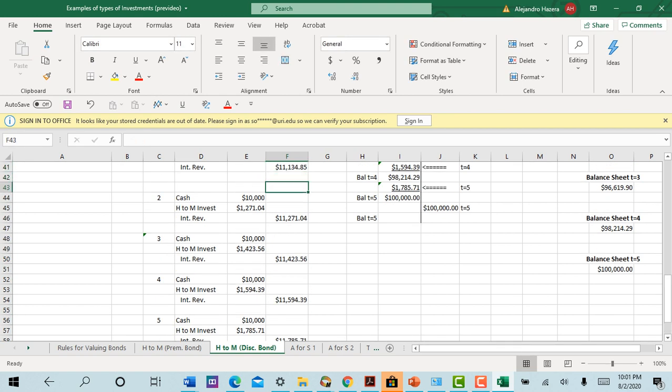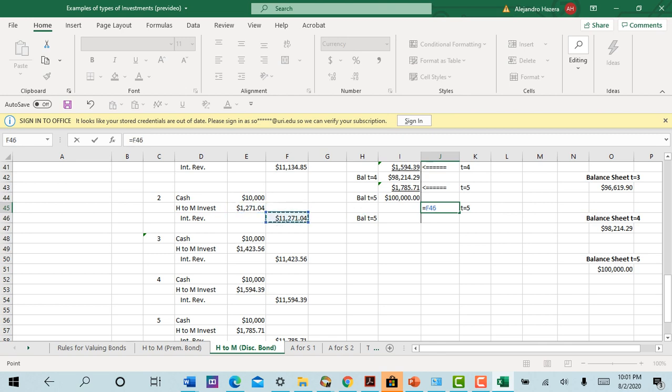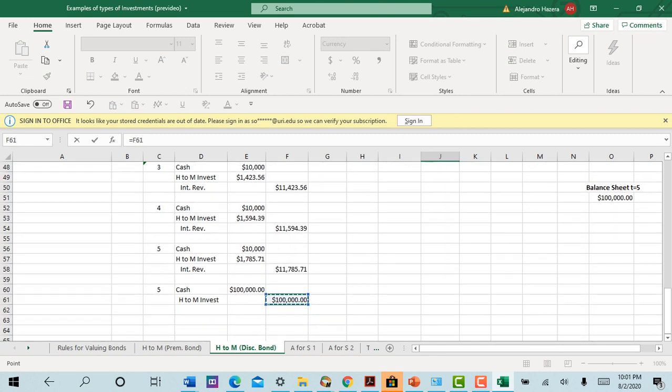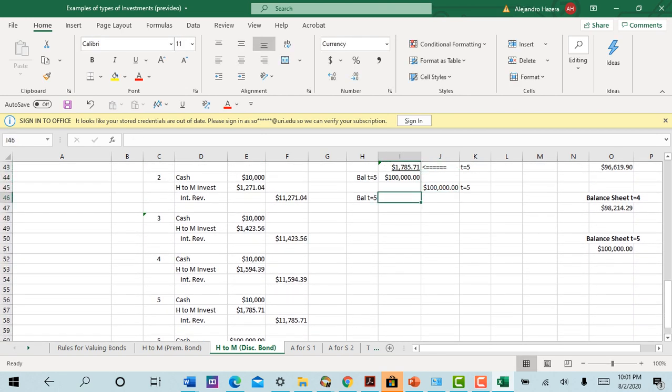And then finally, t equal to 5. I just want to make sure it comes in here. It's equal to 100,000. So your final balance here is this debit balance of 100,000 minus that credit entry for 100,000. Your final balance is 0. Don't forget to make that last entry because it's kind of important to collect your money.